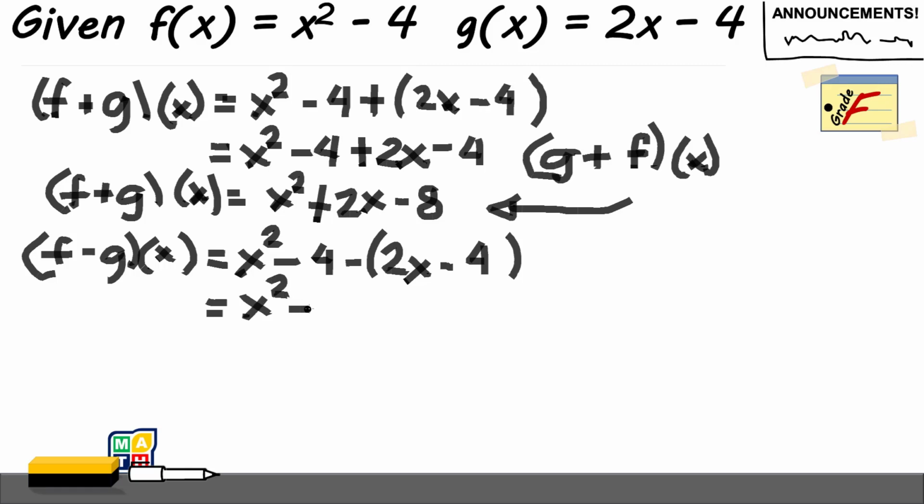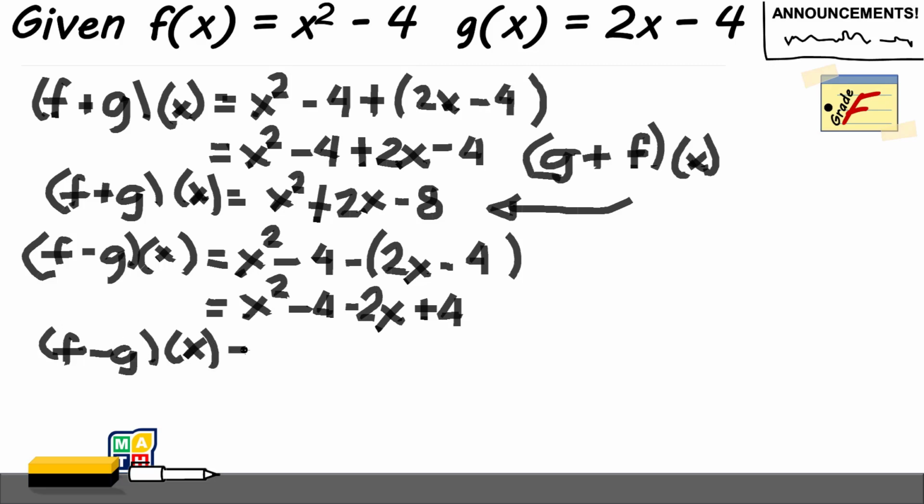You have x squared minus 4. The positive 2x inside the grouping symbol becomes minus 2x. And the minus 4 becomes plus 4. This is due to the distribution of the negative sign by multiplication. Negative times positive, negative. Negative times negative, positive. This would mean that f minus g of x will result to the expression equal to x squared minus 2x. And since you have here minus 4 plus 4, that's 0, you end up with a binomial expression with this.